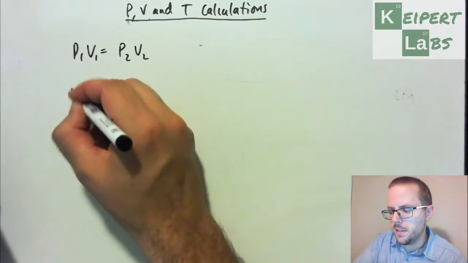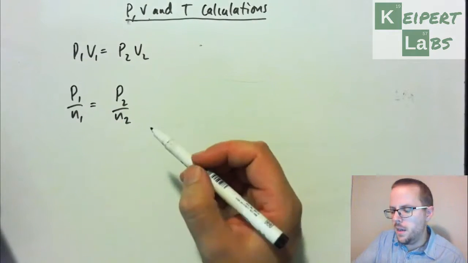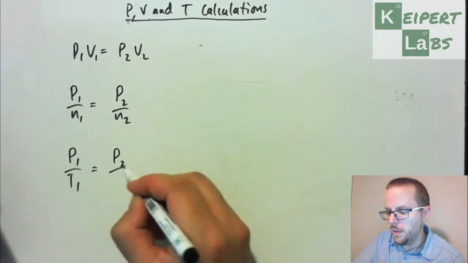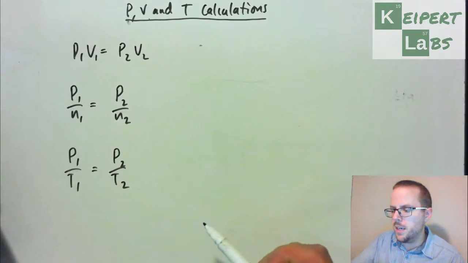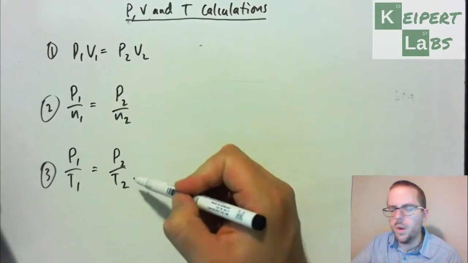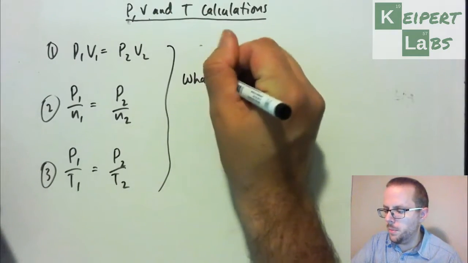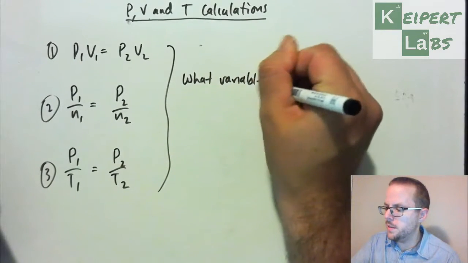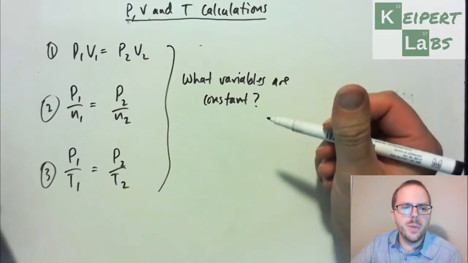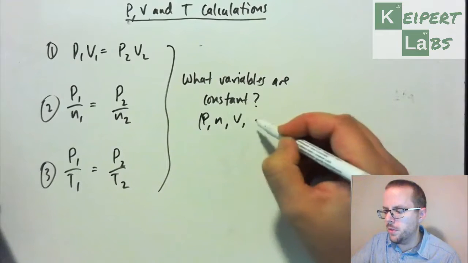We've looked at the pressure divided by the number of particles in any one set of conditions being the same as in any other. And now we've looked at the idea that the pressure divided by the temperature is equal to the pressure divided by the temperature in another set of conditions. So we can choose relationships 1, 2, or 3 depending on which variables are changing. And so we can ask ourselves what variables, gotta love that word in science, are constant. In the questions you'll be doing calculations for, is pressure constant? Is the number of particles constant? Are we working with constant volume or temperature?